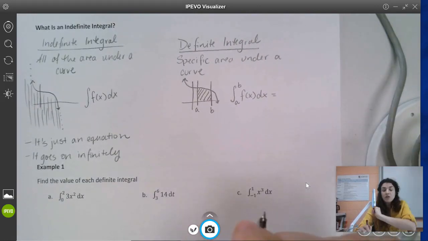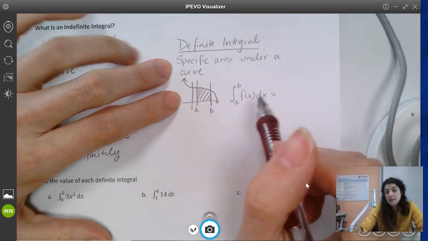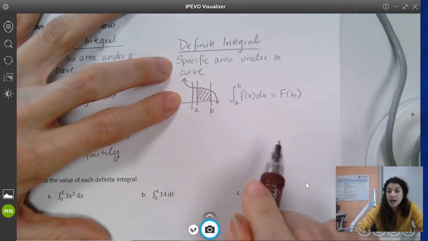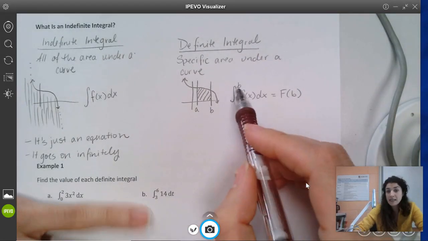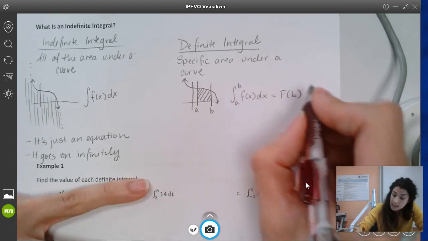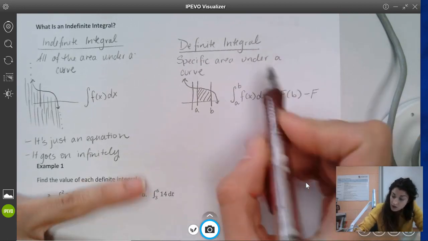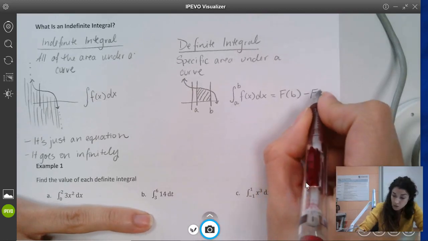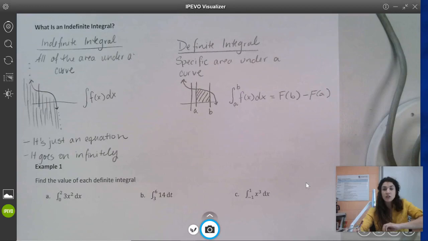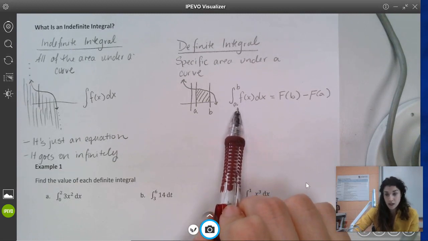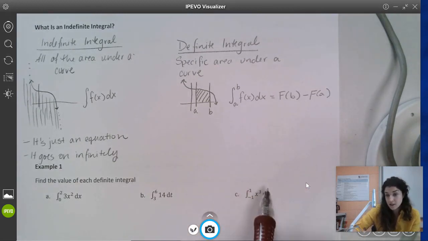What we need to do is find the specific value, we'll call it uppercase F of B. So we find the integral function, and then we plug in this number for that integral, and we get a number here. And then we just subtract out the value when you plug in A for the integral. So uppercase F of A, right? Once you find the integral, you plug in B and get a number, you plug in A and get a number, and just subtract them out. And that's how you find it.